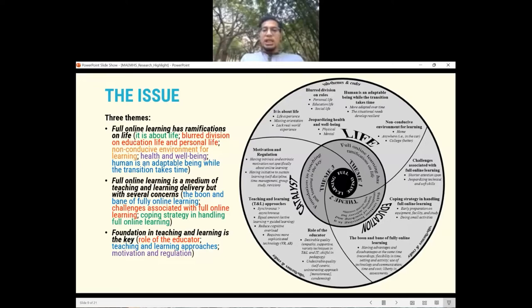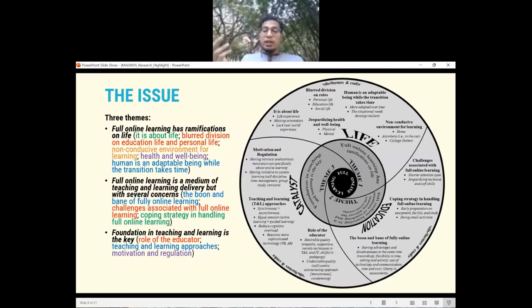Another thing we need to consider about online learning is the challenges associated with full online learning. Online learning has been widely reported to create a shorter attention span, and it also cannot develop technical and soft skills properly. The good thing is it also creates coping strategies. Because of the challenges and difficulties, the students create coping strategies. For example, they prepare early with their equipment and facilities at home, and they also do small activities inside.